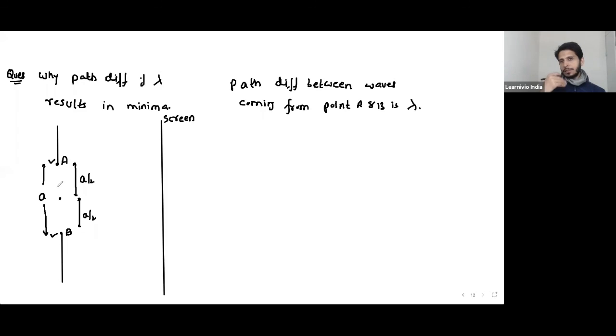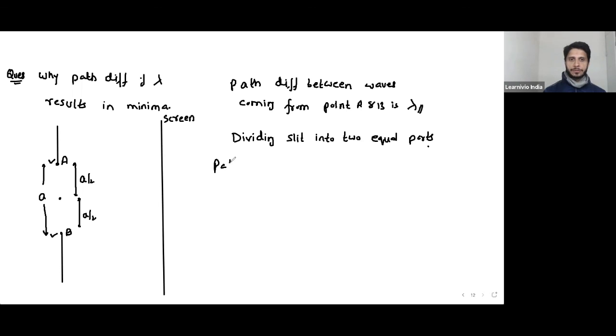Now, I'm dividing this slit into two equal parts. The path difference between waves from the upper part and the lower part of this slit will be lambda by 2. So if I'm dividing the slit into two parts, that means I'm dividing the path difference into two parts.